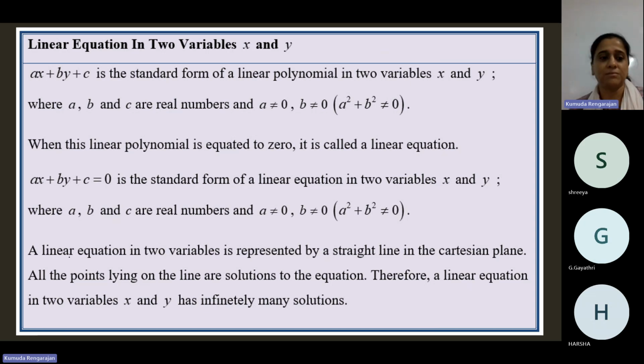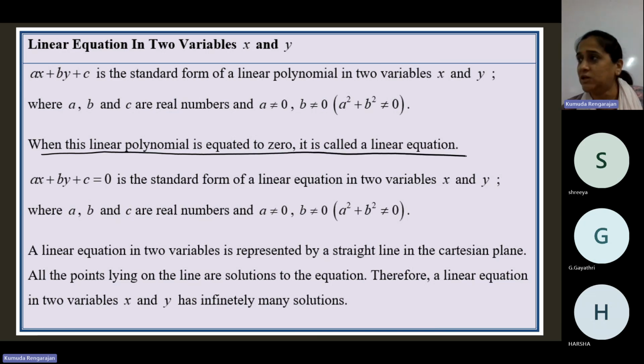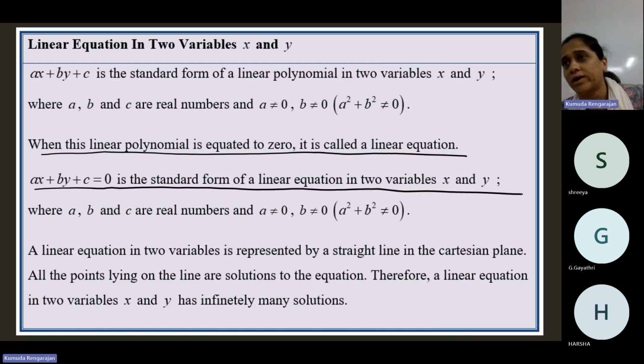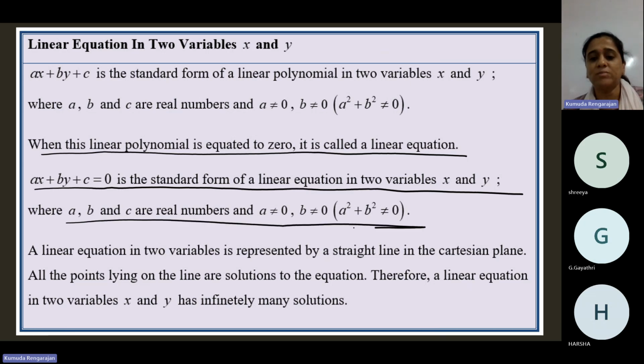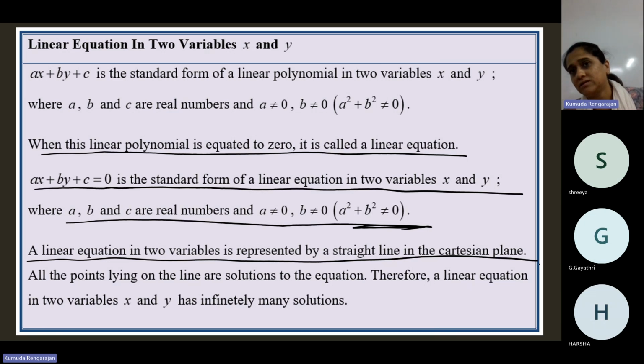These are the conditions. When this linear polynomial is equated to 0, it's called a linear equation. Okay. So ax plus by plus c is equal to 0 is the standard form of a linear equation in two variables x and y, where a, b, c are real numbers and a squared plus b squared is not equal to 0. A and b should not be both 0 at the same time. A linear equation in two variables is represented by a straight line in the Cartesian plane.